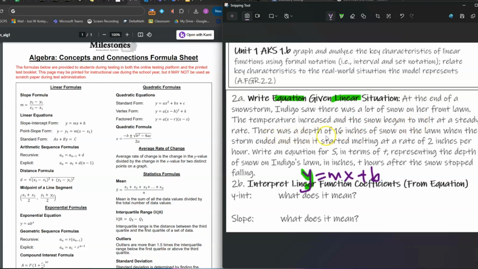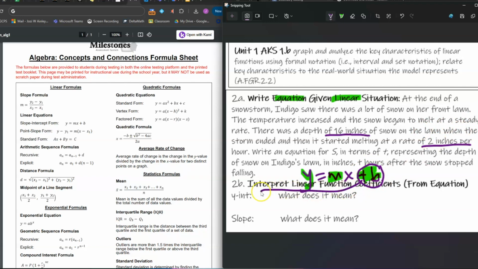There's a depth of 16. Every time I get a number, I'm going to underline it because those are the numbers I need to put in M and in B. All right, 16 of snow on the lawn where the storm ended and it started melting at a rate of 2 inches. So there are my two numbers. There is my M and my B. And now the question is, which one is M and which one is B? So let's go through some definitions. Again, please remember you're writing on the right-hand side over here. What is B?